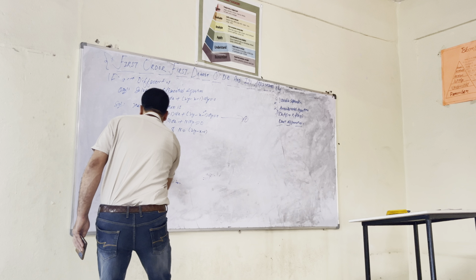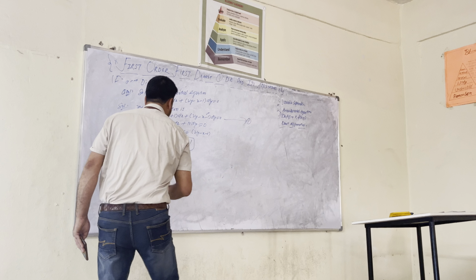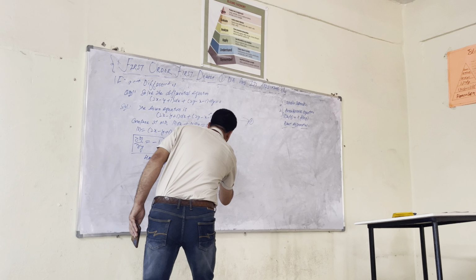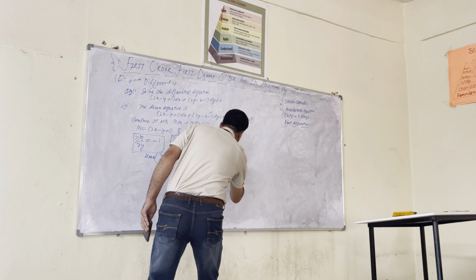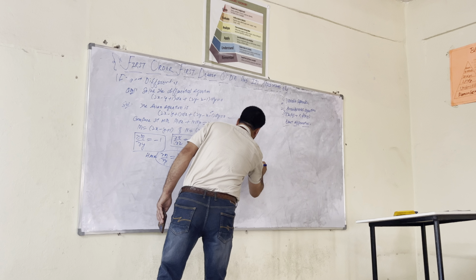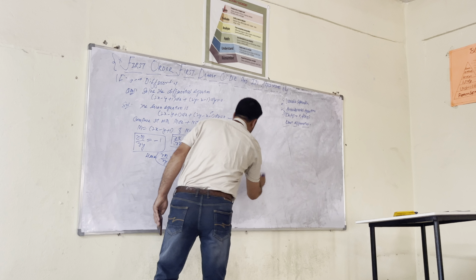So with this we can say that dou m by dou y is equal to dou n by dou x. So we can say that the given equation is an exact equation. Okay. Now we will find the solution. Now step number 5, how to find the solution.